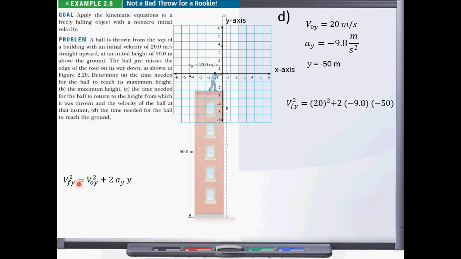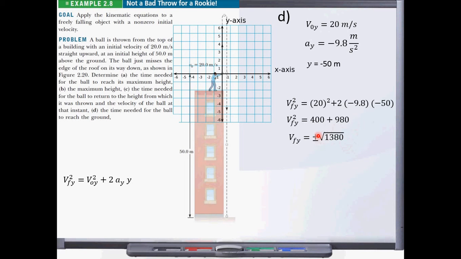Applying this equation and replacing the values, I have the initial velocity, 20 squared, plus 2 times the acceleration, minus 9.8, multiplied by the position on y, or the vertical distance from the initial point to this one, that is minus 50. As you can see, we have a positive value here because it's minus positive. You add them, and you have the square root of 1380.